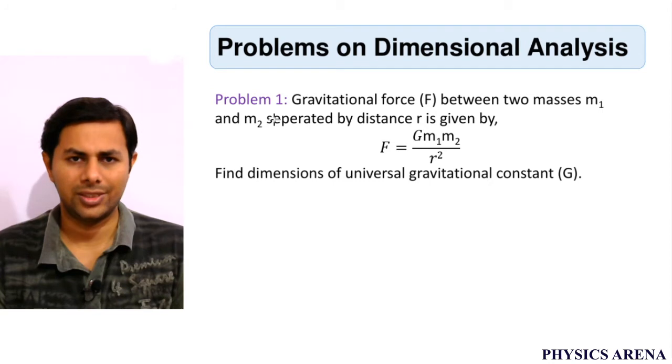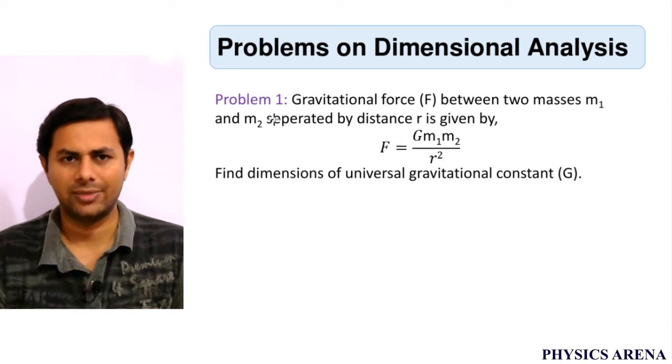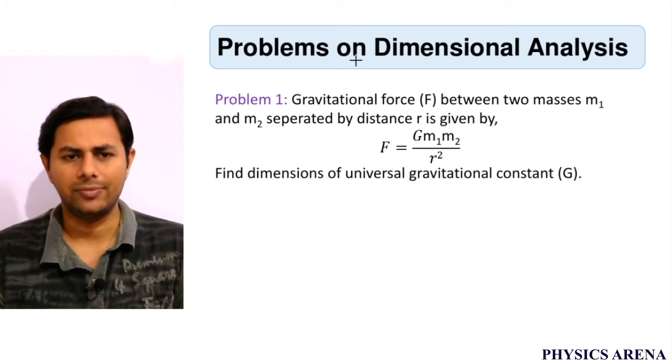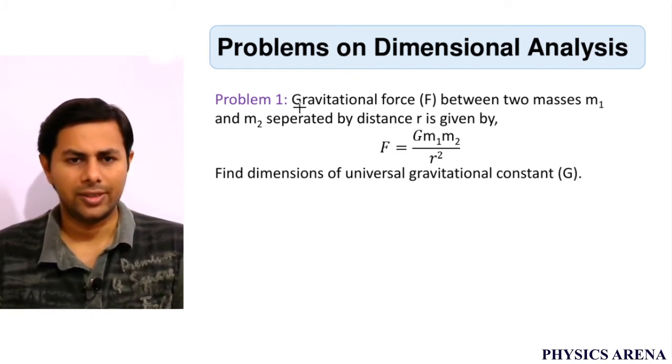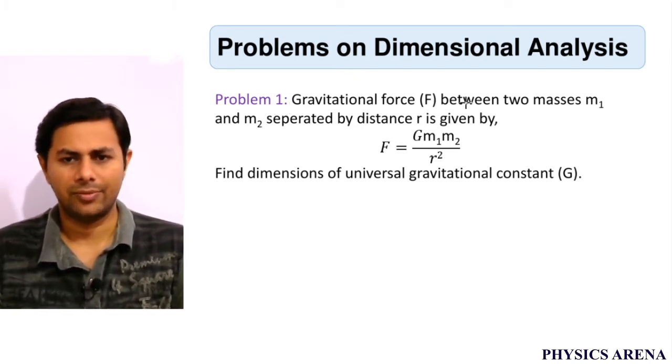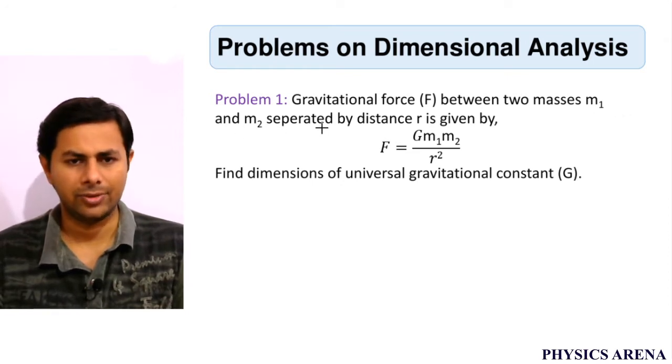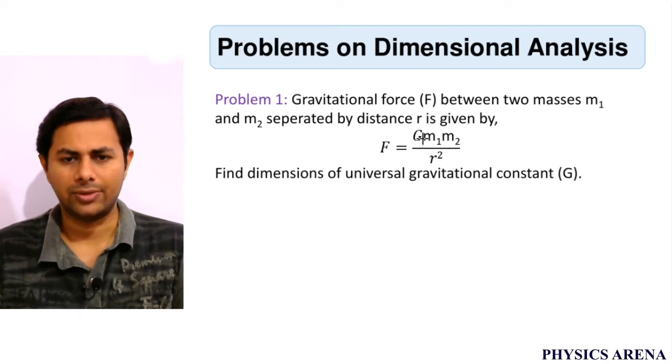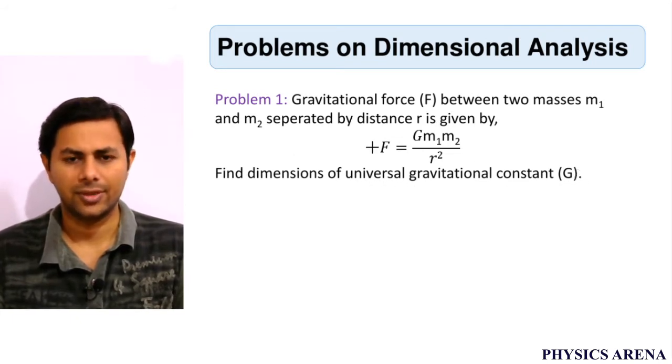In the last lecture, we studied dimensions, and today we are going to see some problems based upon dimensions. So let's begin with a simple problem. The first problem: the gravitational force F between two masses m1 and m2 separated by a distance r is given by F equals G times m1 m2 divided by r squared. Find the dimensions of the universal gravitational constant G.